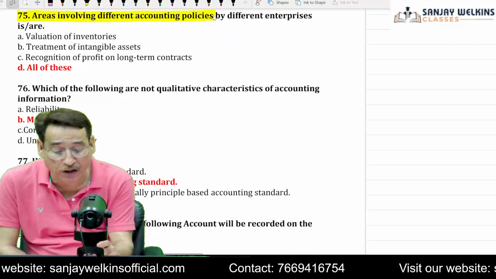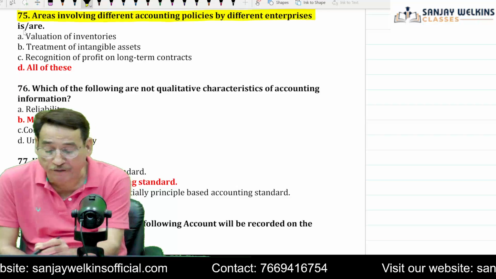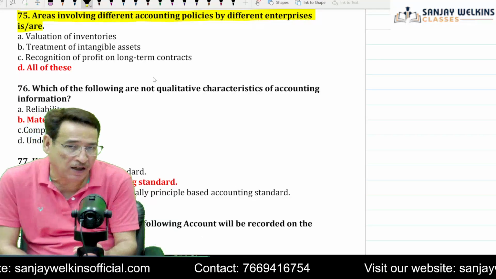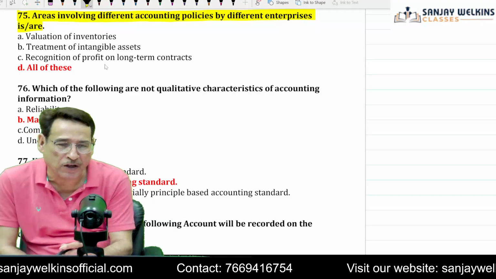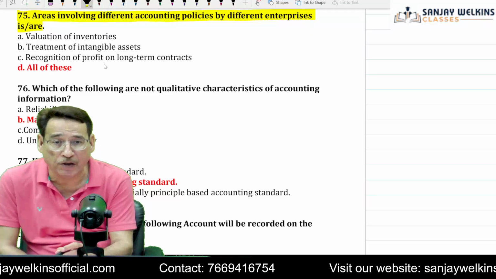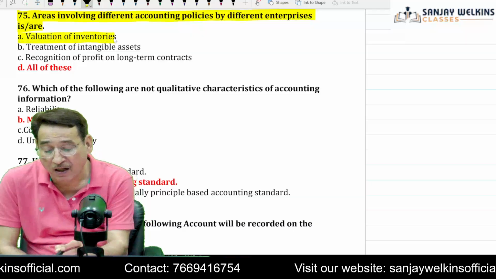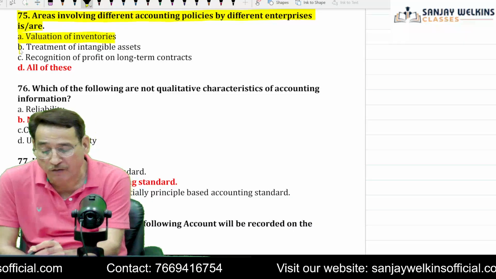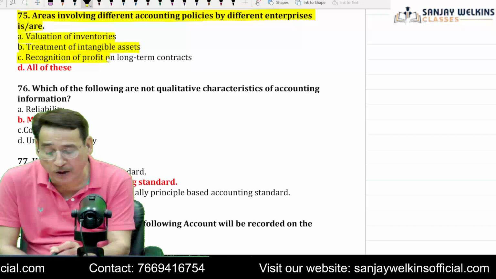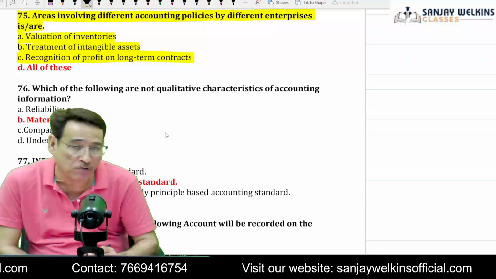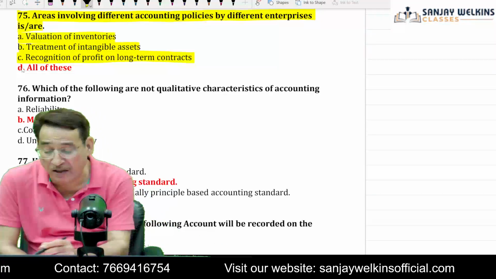Areas involving different accounting policy by different enterprises. Under AS1, I have given you lots of examples, nearly 10 or 12 examples, where the entities can apply what we call different accounting policy, like with respect to valuation of inventory, with respect to intangible asset, with respect to recognition of profit on long-term loans, we can have different policies. So your answer will be all of these.